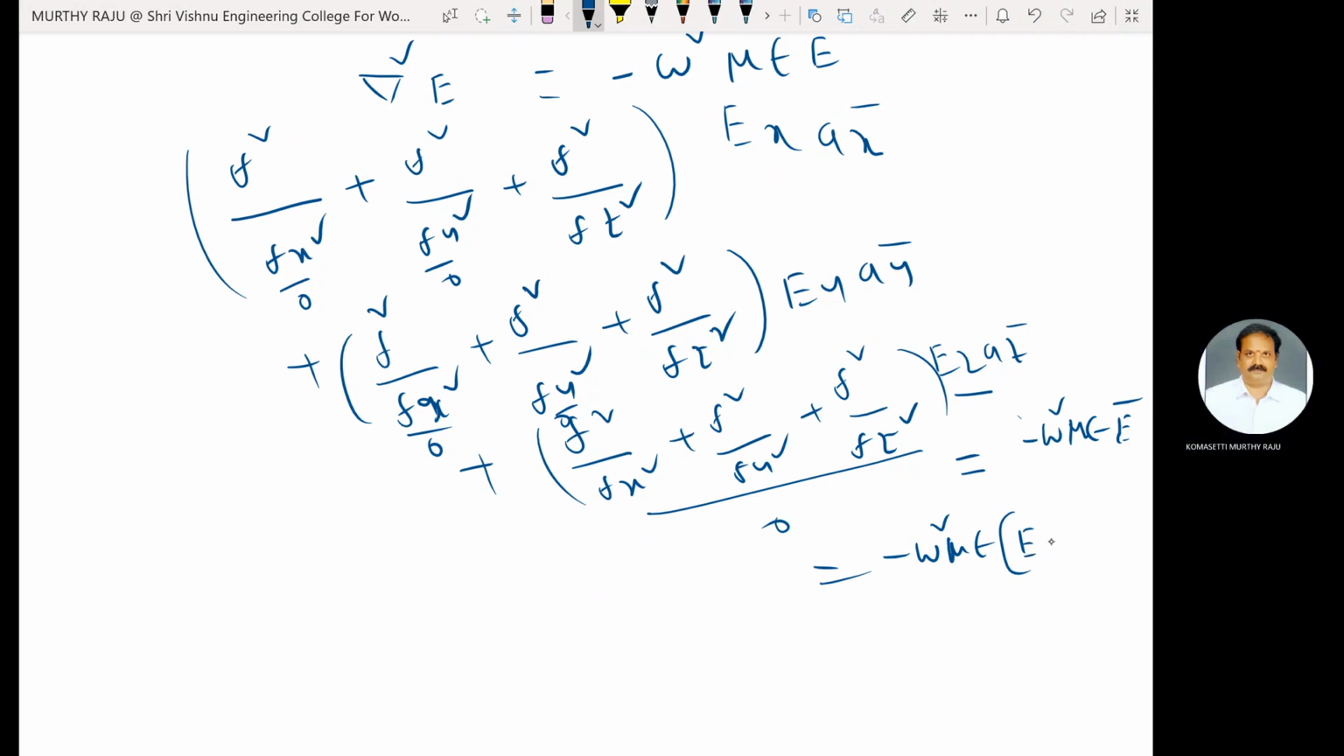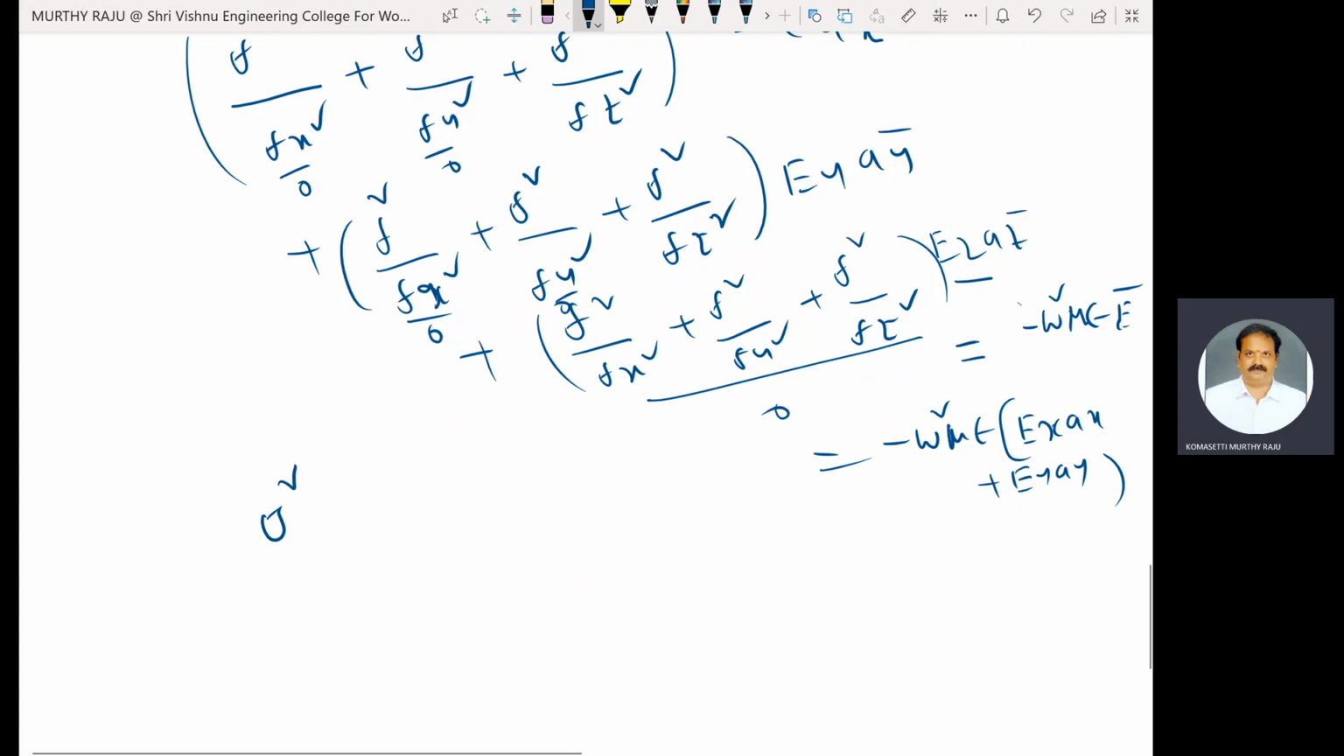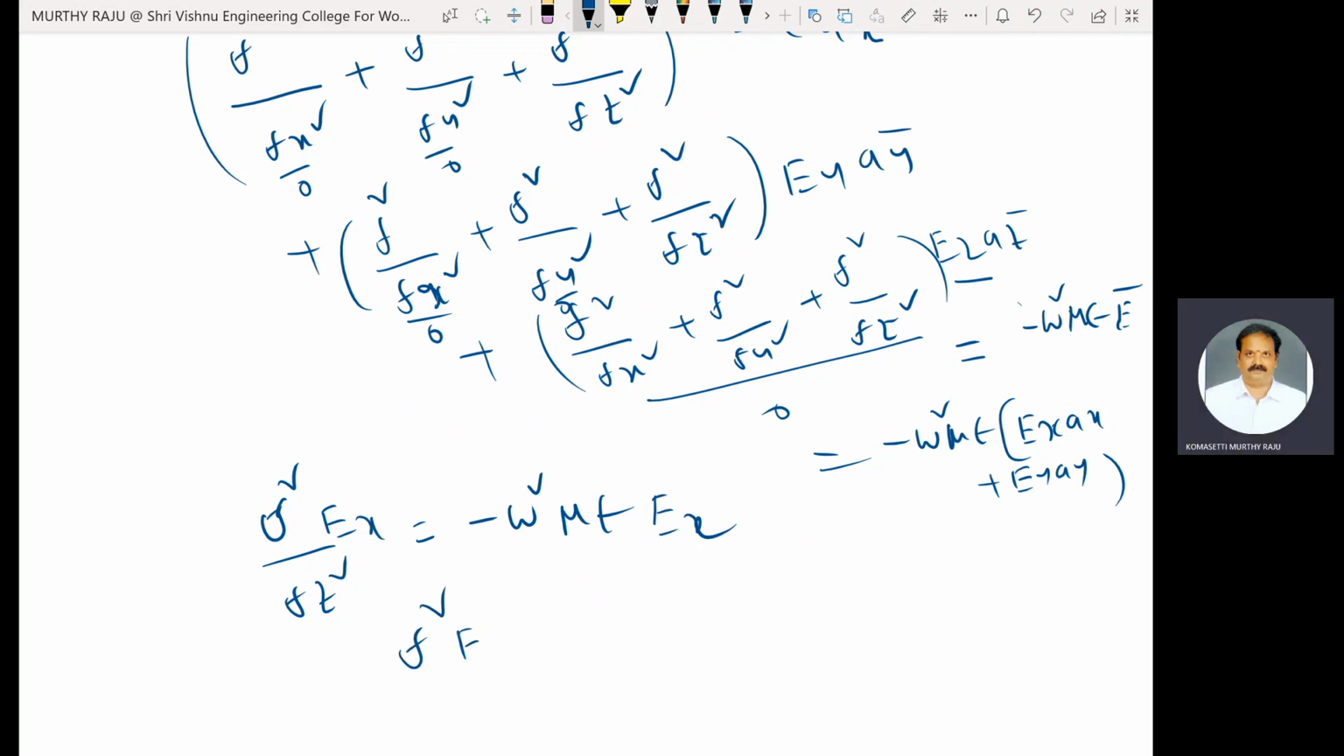E bar is Ex ax plus Ey ay plus Ez az, that is Ex ax plus Ey ay. Ez is 0, since the wave is traveling along the z direction, therefore the Ez component is 0. Therefore, finally, del square Ex by del z square is equal to minus omega square mu epsilon Ex. And similarly, del square Ey by del z square is equal to minus omega square mu epsilon Ey.